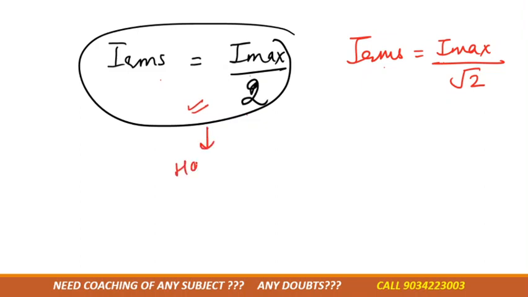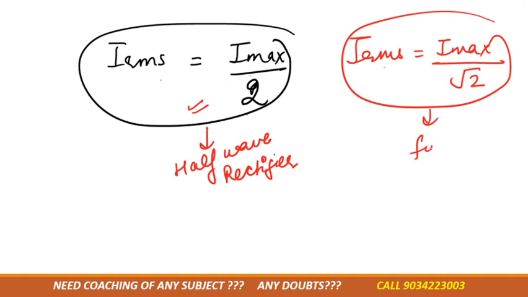So this is the case of the half wave rectifier, because we are getting half wave output for the positive half only. The root 2 formula is the standard that we will use for the full wave rectifier. But for the half wave rectifier we get this formula, that IRMS is equal to Imax by 2, and for full wave it is Imax by root 2. Okay, understood?